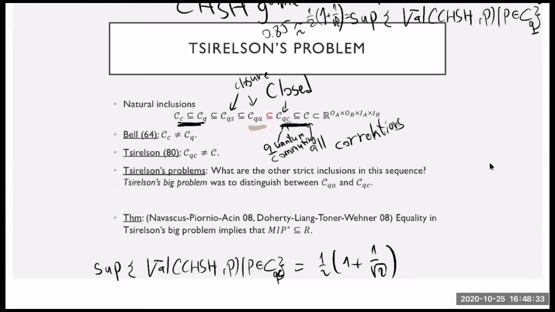Yeah, Michael. So you mentioned a relation between CQA and the closure of CQC. Could you repeat that? No, something like that. I said, okay, what do we know? It is very clear that this thing is included here. We said that the quantum commuting model is a more general model than the quantum spatial one.